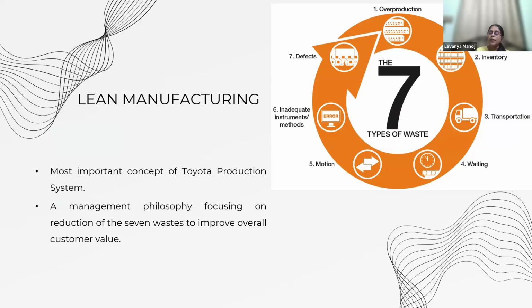So wastages happen in overproduction of the product. They can happen because of defects in the product. They can happen in the inventory. They can happen in transportation.